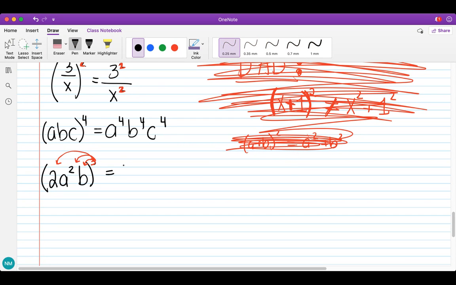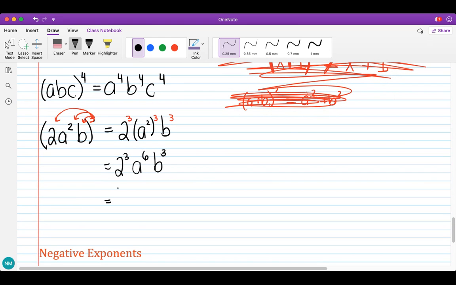So what I'm going to do is I'm going to rewrite this as 2 cubed, a squared cubed, and b cubed. I use parentheses because this is going to change, right? So I have 2 cubed, which we'll change in a second, 2 cubed, a squared cubed. What happens when you take an exponent of an exponent? You multiply. 2 times 3 is 6, and then b cubed.